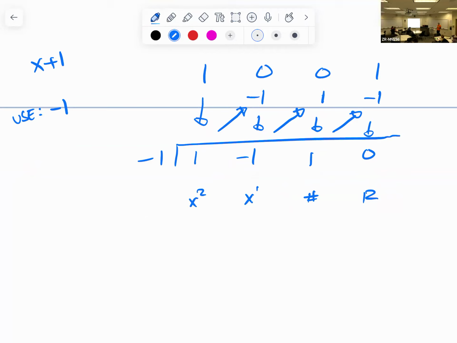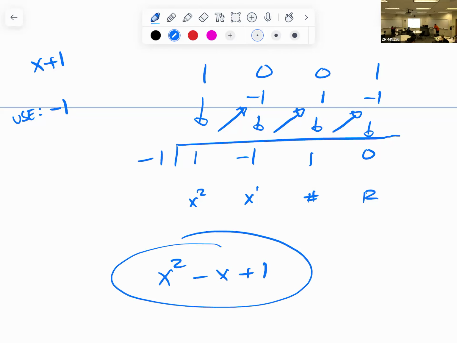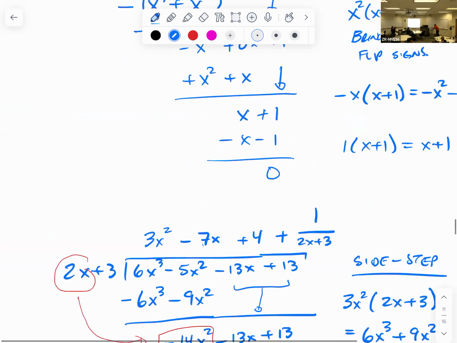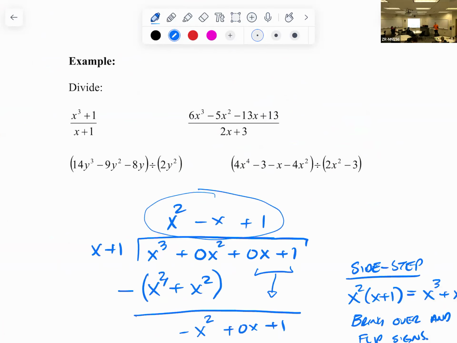No, what's the polynomial? We're done with the math, we're done with the numbers. So what's the polynomial? 1x squared, minus 1x, plus 1. No remainder. X squared minus x plus 1. Notice what we had above. X squared minus x plus 1.